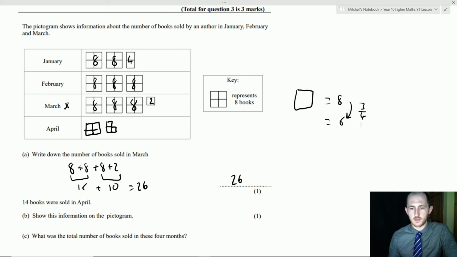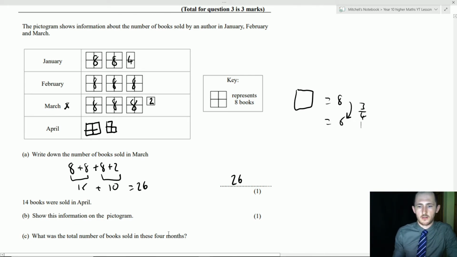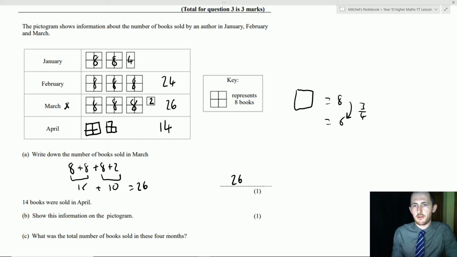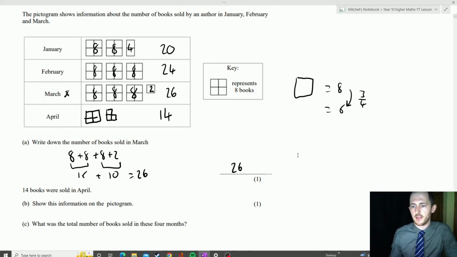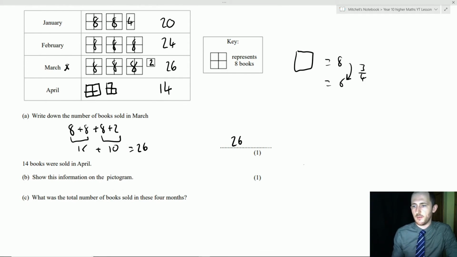And for the last bit, it says, what was the total number of books sold in these 4 months? Well, 14 was sold in April. In March, we worked out that it was 26. February, we have 8, 16, 24. January, 8, 16 plus 4 is 20. So we just need to add those 4 numbers together. So if we go down here, we just have 20, 24, 26, 14.